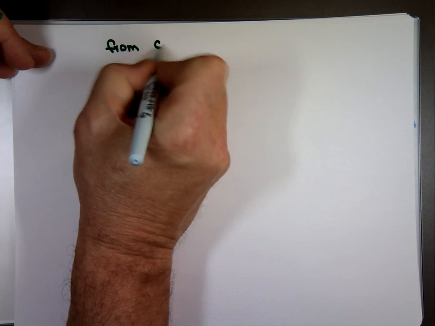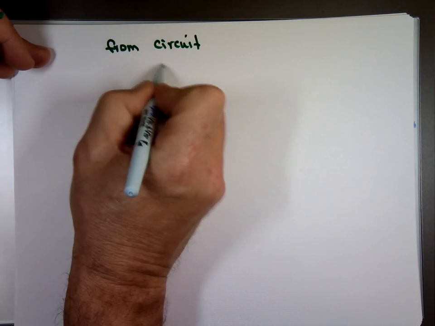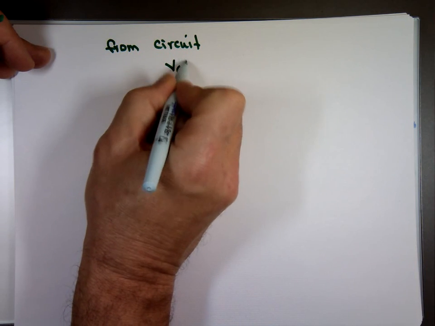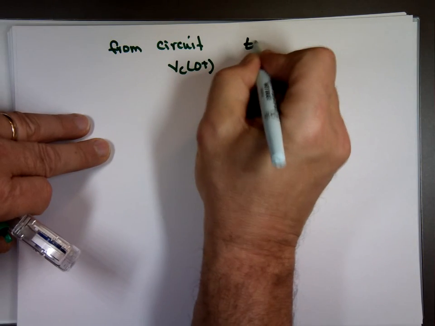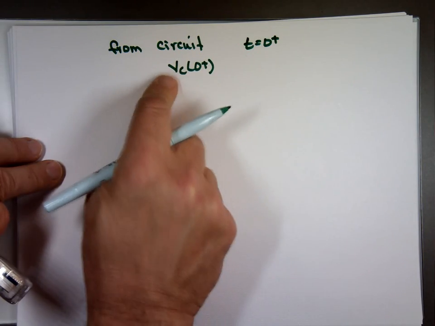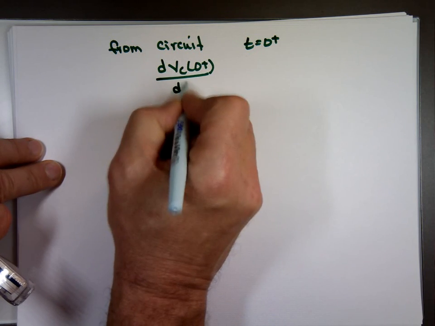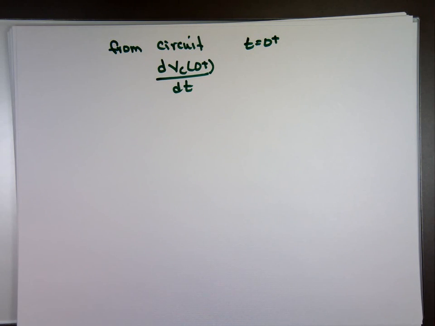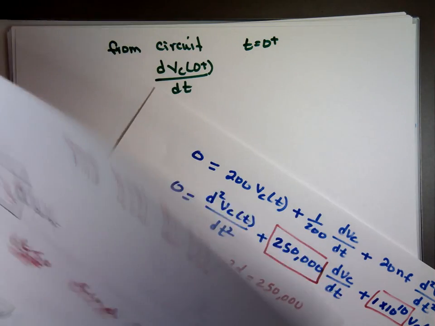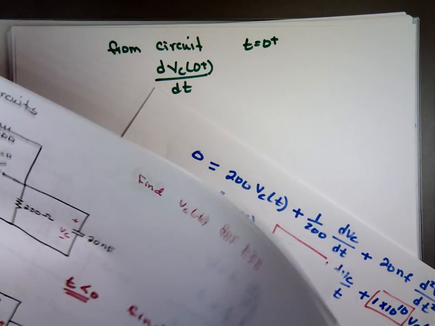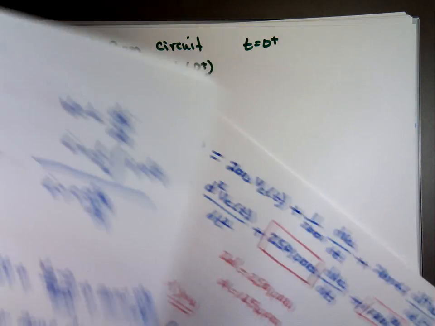Let's look at VC at 0 plus. Let's look at the circuit at t equals 0 plus. And what is that voltage? And what's the derivative of that at 0 plus? So at 0 plus, this is what my circuit looks like. We did that and we have the equation for it. It looked like this. Not this one. What was it? At 0 plus. Right here. That's my circuit.